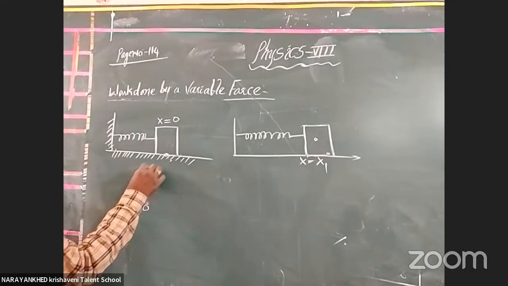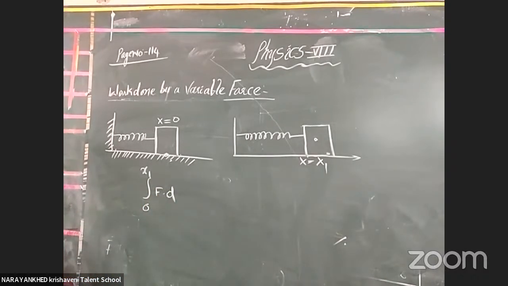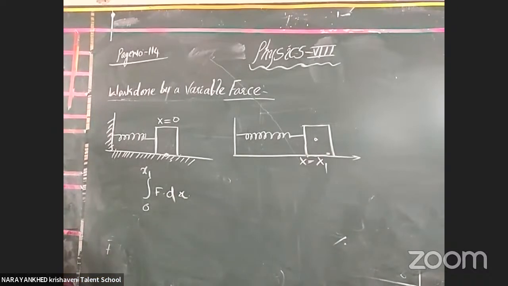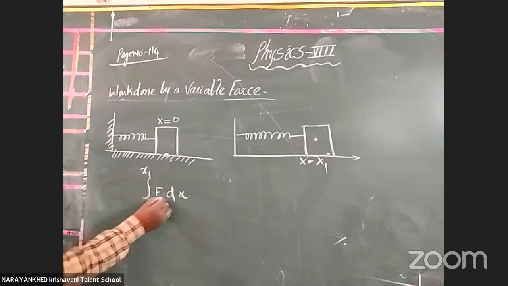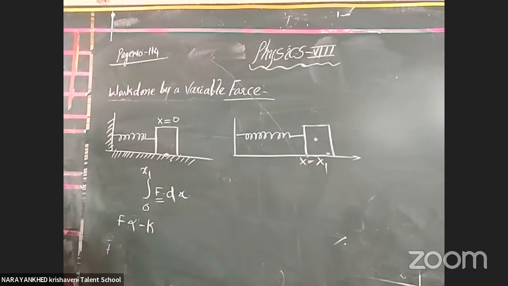integral from 0 to x1 of F into dx. F into dx we are considering. Got it or not? F is directly proportional to, it is written as minus k into x. Okay, clear or not, all the students? F is taken as what here?